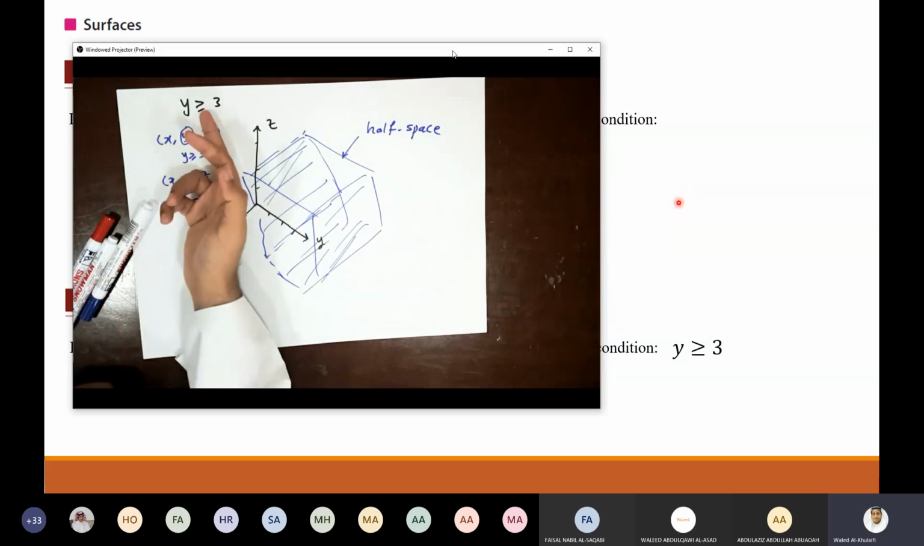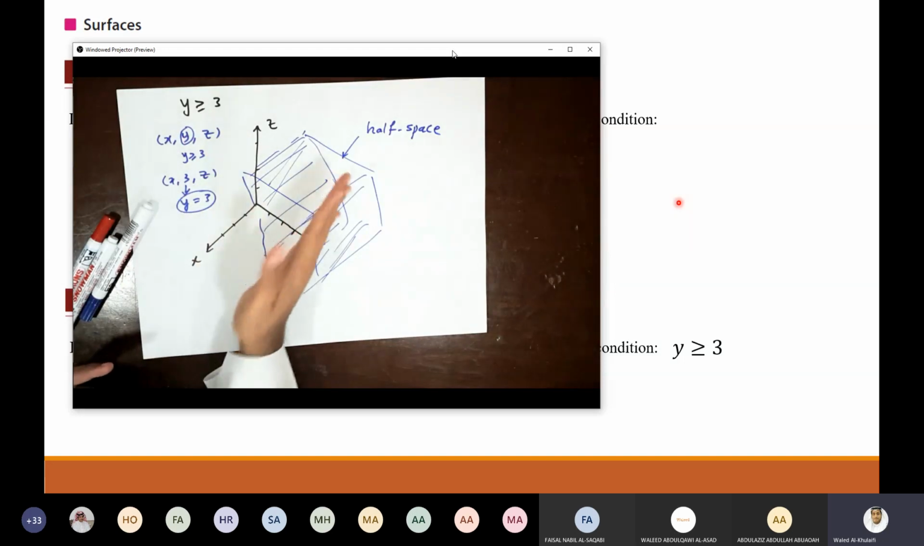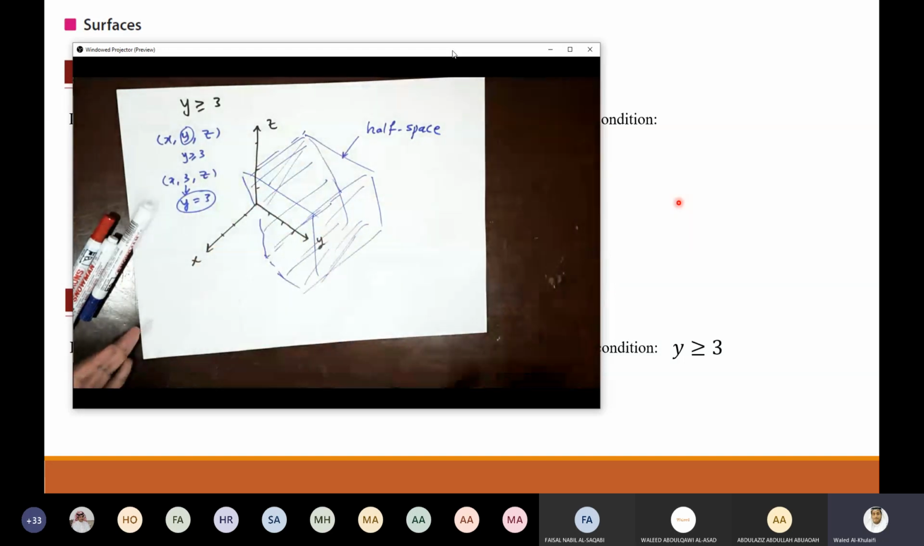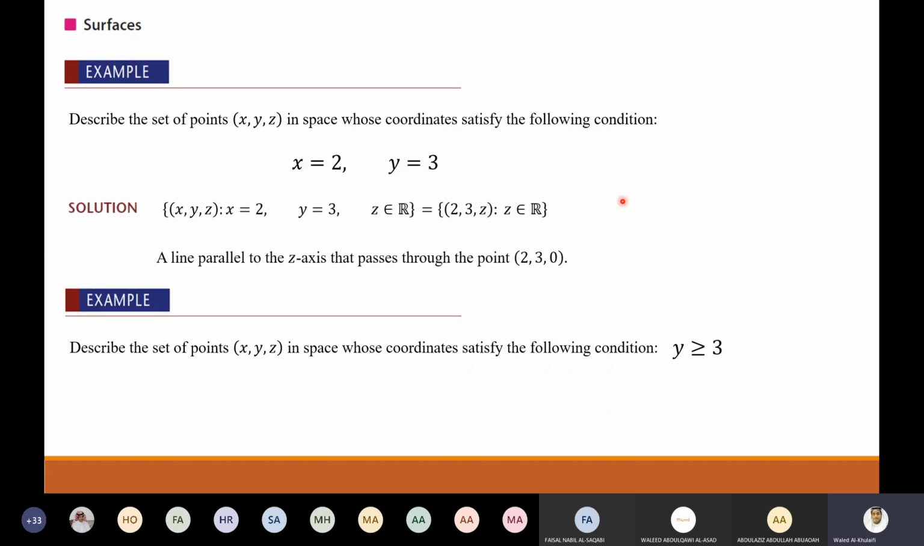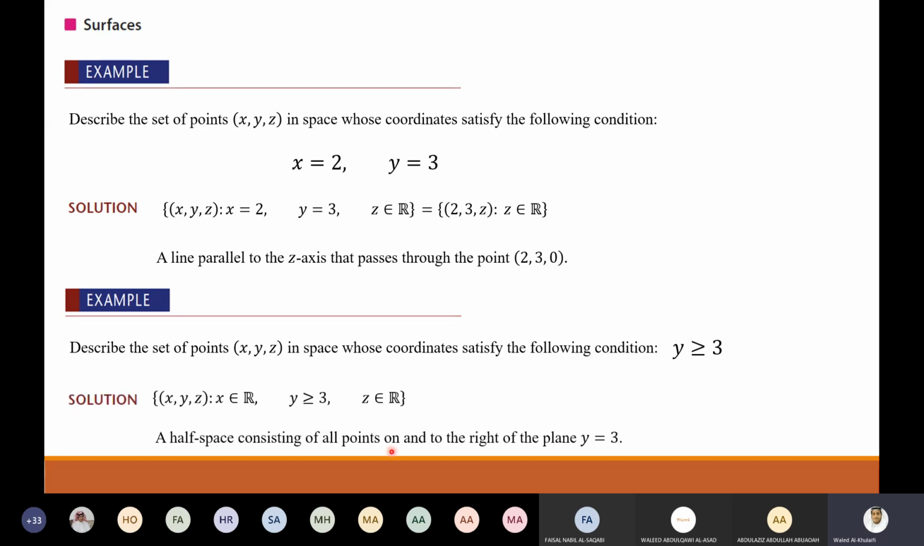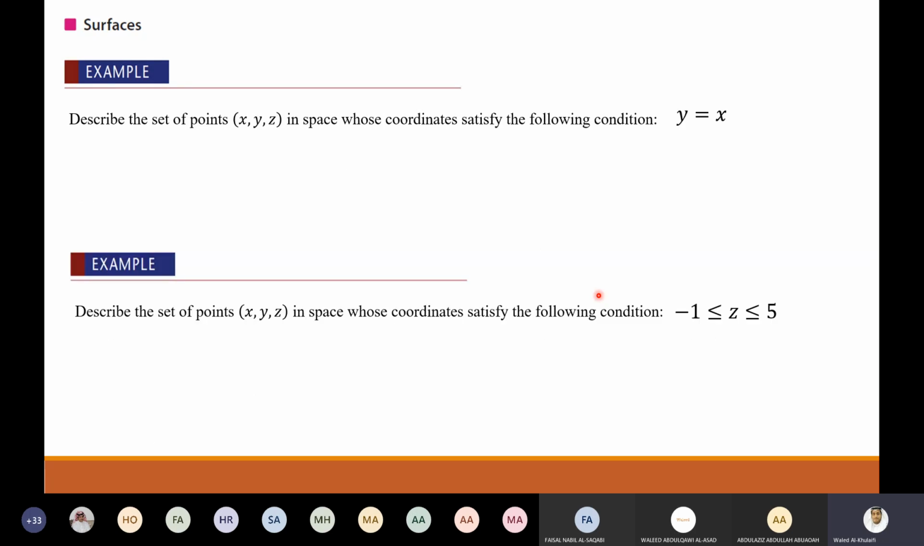So this is when someone tells you y greater than or equal to 3. It's not only one plane, it is infinite planes together. So we think of it as a half space, like this. This is a line parallel to the z-axis, as we said, passing through the point (2, 3, 0). And this is the half space consisting of all the points to the right of the plane y equals 3.